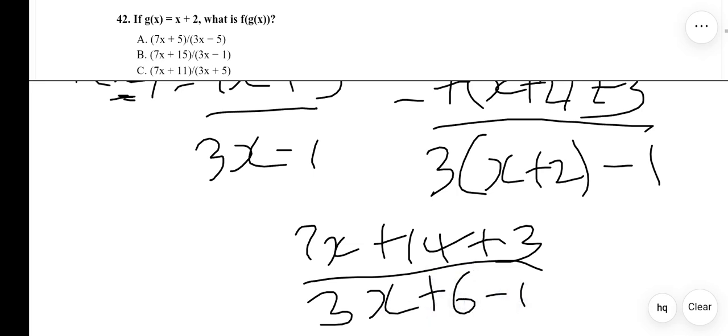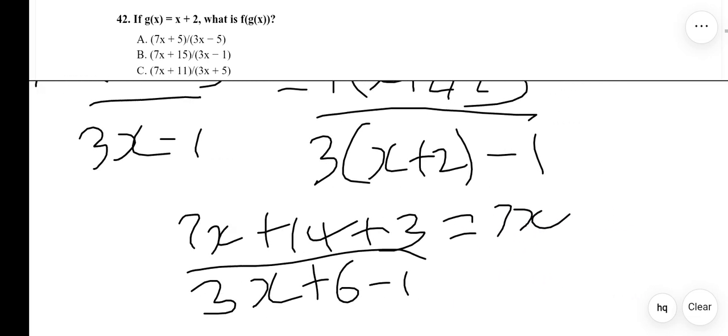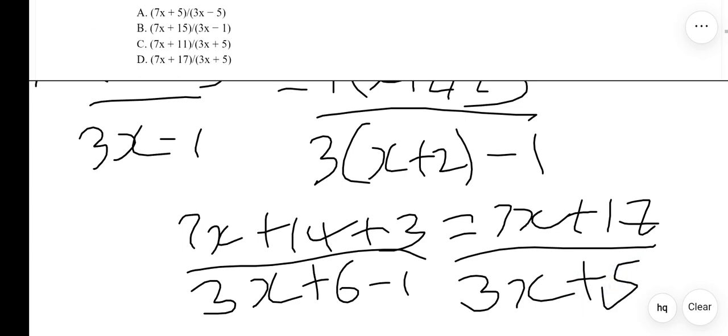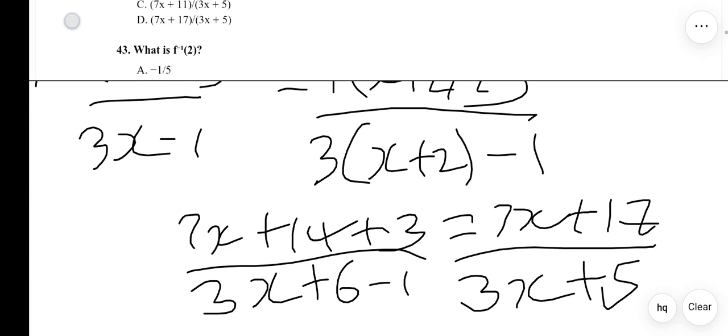So 7x, 14 plus 3 is going to give me 17. So I have 7x plus 17 all over 3x. 6 minus 1 is going to give me 5. So this is my final answer. So which one is going with it? That is option D. Option D is the correct answer.